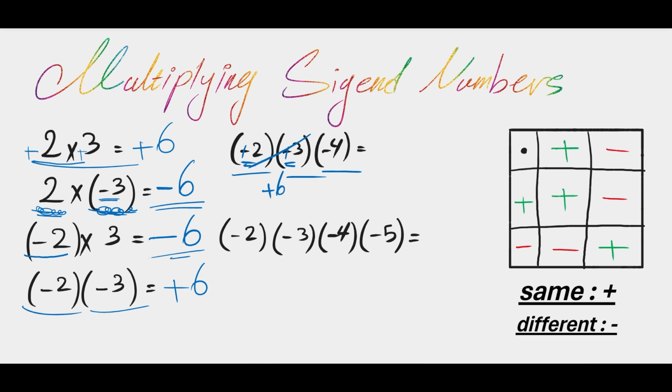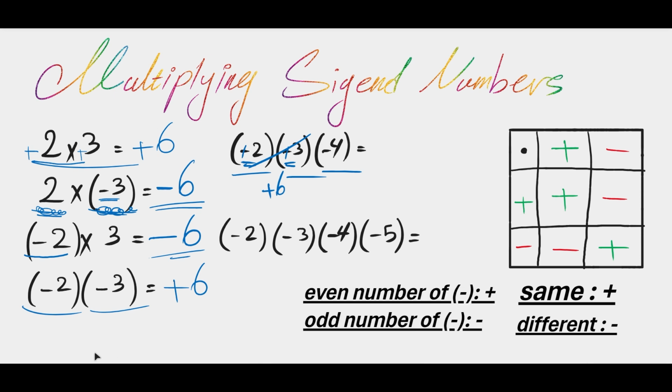The reason the result of these two examples was a negative 6 is because I had only one negative sign. In other words, I had an odd number of negative signs, and so my result was negative. So really our conclusion needs to be if you have an even number of negative signs, then the result is going to be positive. If you have an odd number of negative signs, then the result is going to be negative.